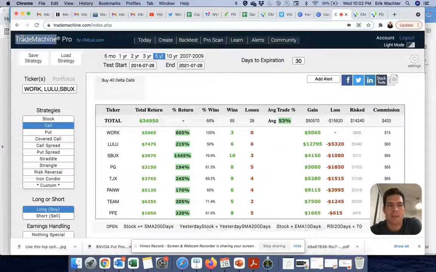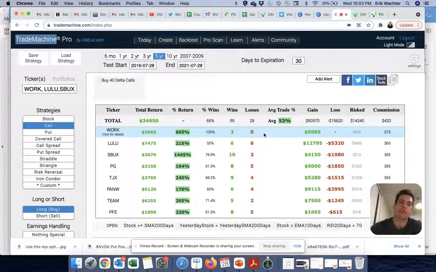The first step is I use this backtesting software called Trade Machine Pro. Basically, you can do any type of options trading strategy, and this will look back at historical data, apply your trading strategy, and see how well you would have won or lost had you applied that strategy. So this is what we're doing.